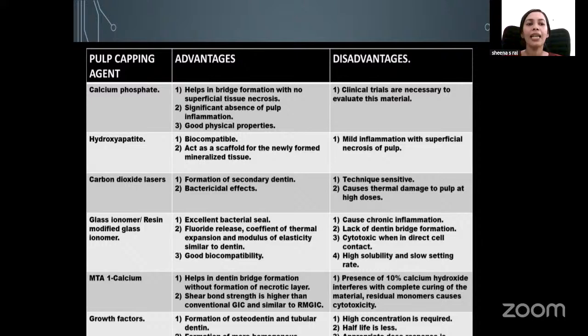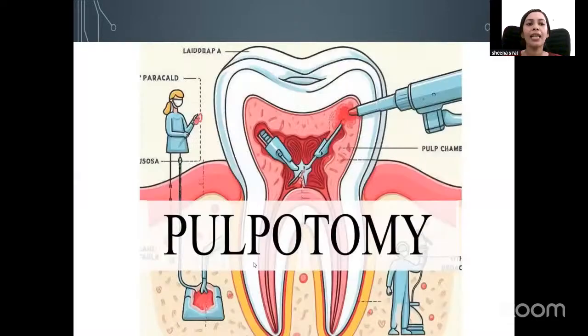Now, a very important topic, pulpotomy. There are two situations: direct pulp exposure, and indirect where the pulp is not exposed. Pulpotomy versus pulpectomy. Pulpotomy means that when the infection, as you can see in this image, is involving only the coronal portion of the pulp, we remove the coronal portion of the pulp. That is called pulpotomy.